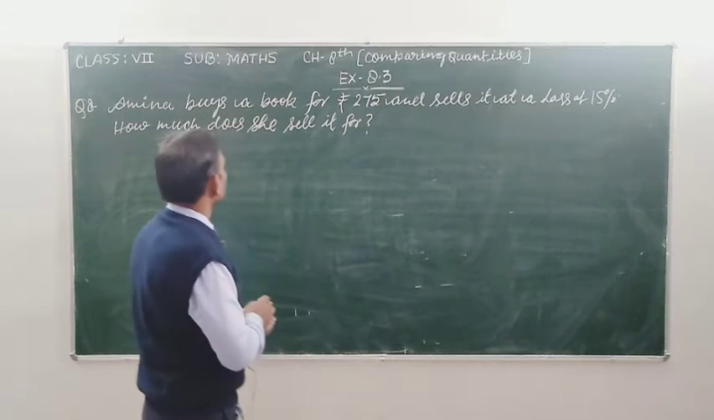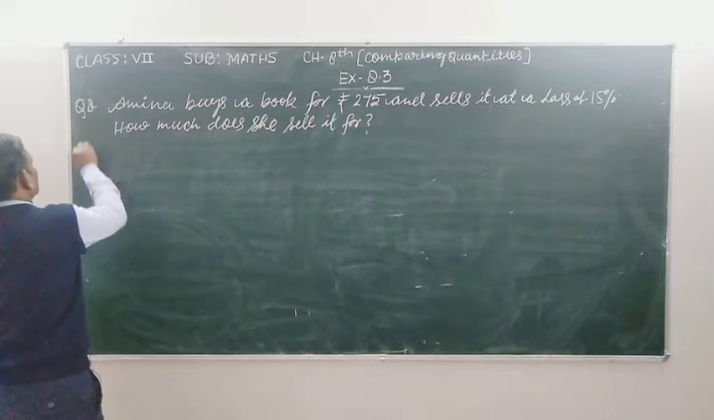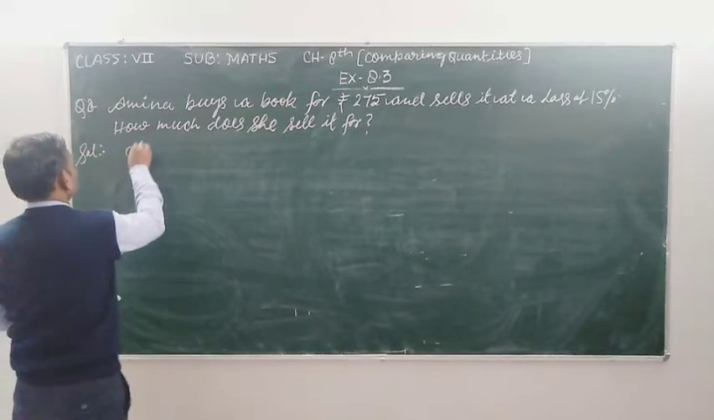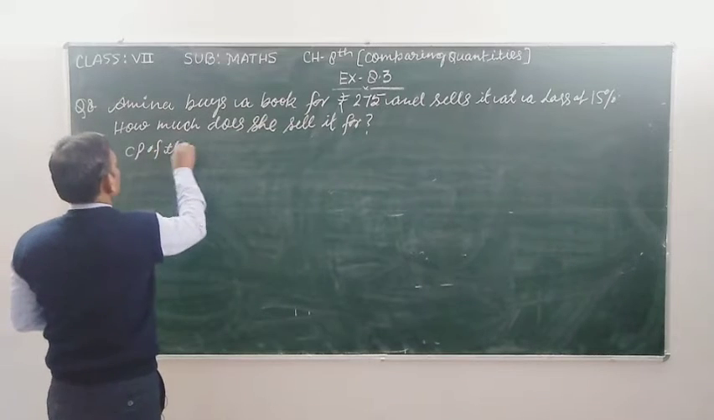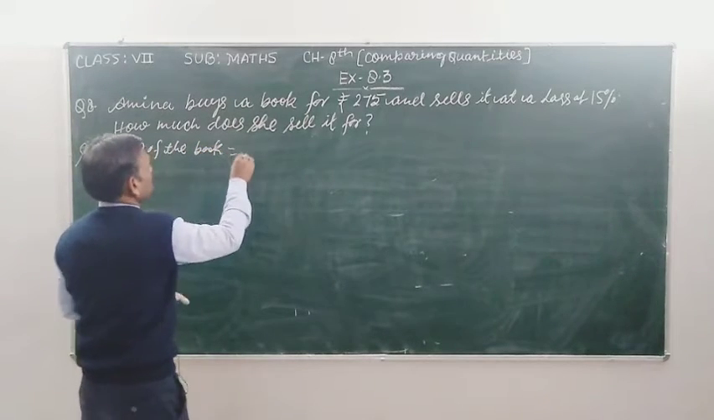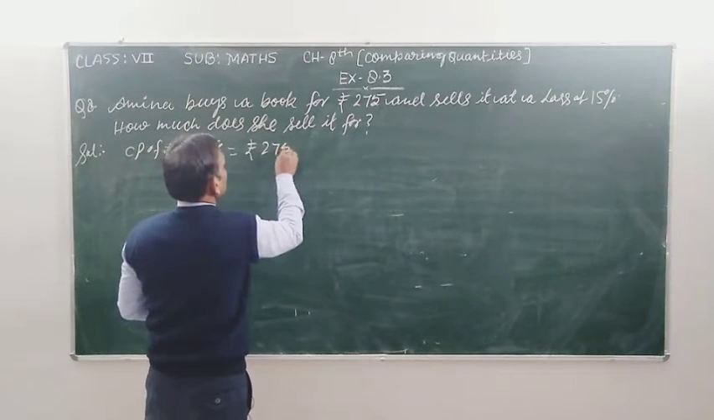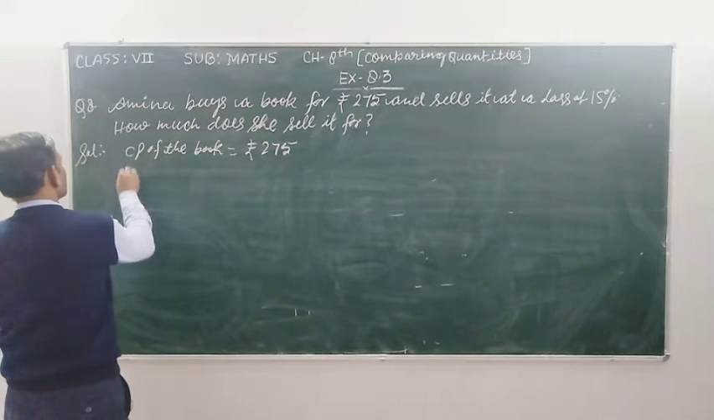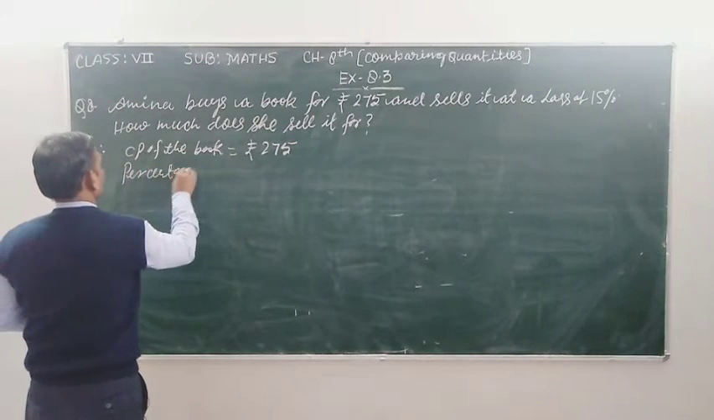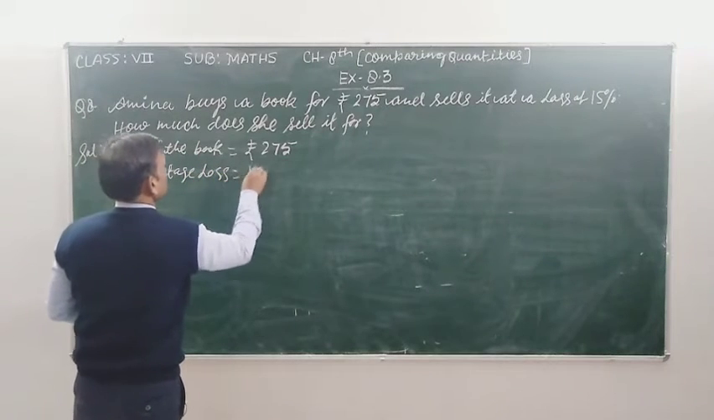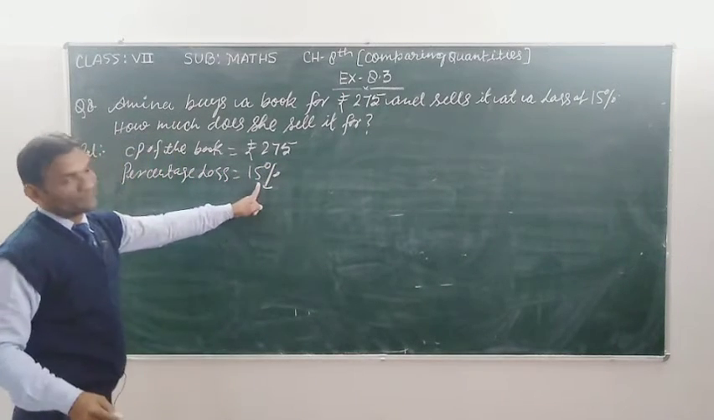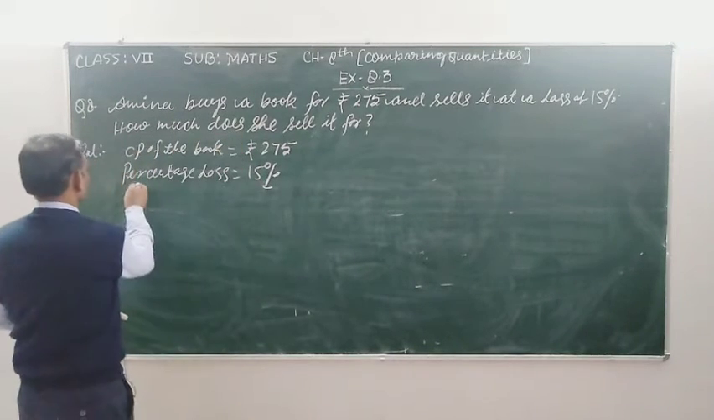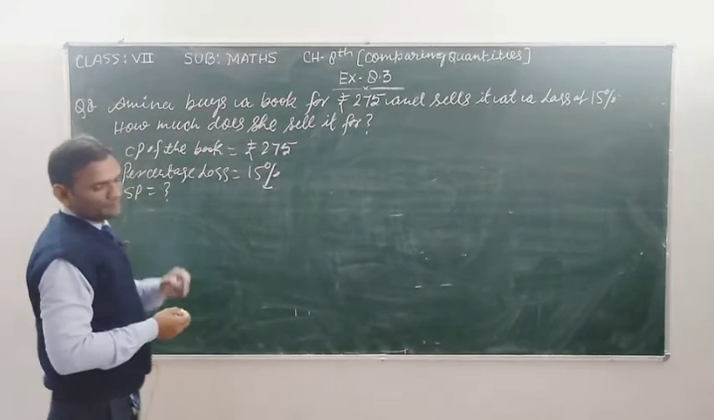So student, firstly whatever is given in the question, note it down. CP of the book is equal to rupees 275. This is given. And percentage loss is equal to 15%. 15% loss हुआ. And the question is asking me SP is equal to question mark.